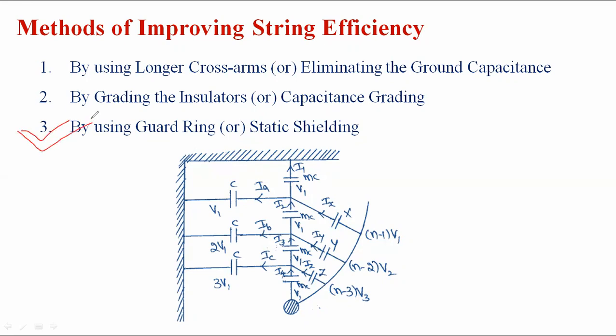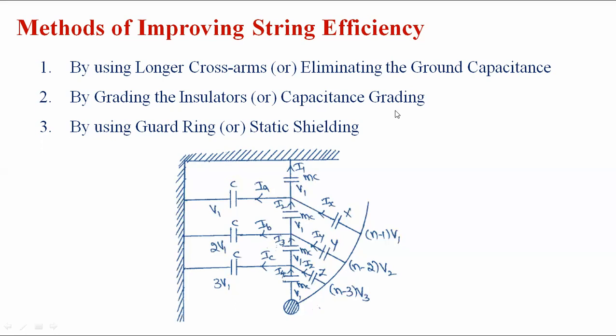This method is applicable for improving the string efficiency, but the method of grading the insulator is not applicable. But it should be followed somewhat. One condition is that the ratio of the mutual capacitance with respect to the shunt capacitance, where the CC gets cancelled, should never exceed 10. These are the various methods of improving the string efficiency, but practically the first method and the third method are applicable. The third method is used for all levels of transmission voltage, but especially for 220 kV, 400 kV, and then 765 kV.